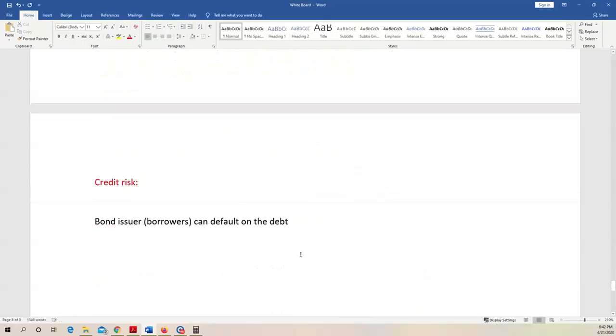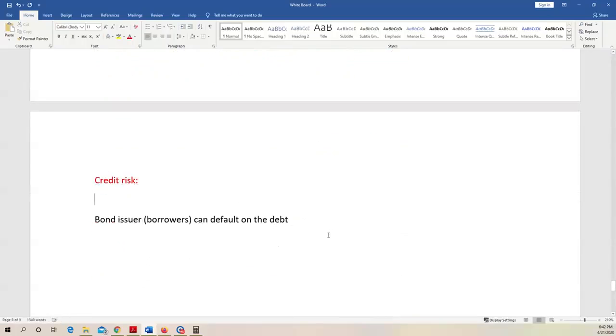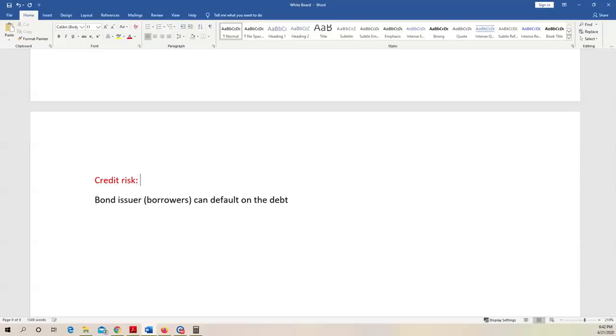And this risk is called a credit risk. The probability or the chance the borrower defaults on his debt.